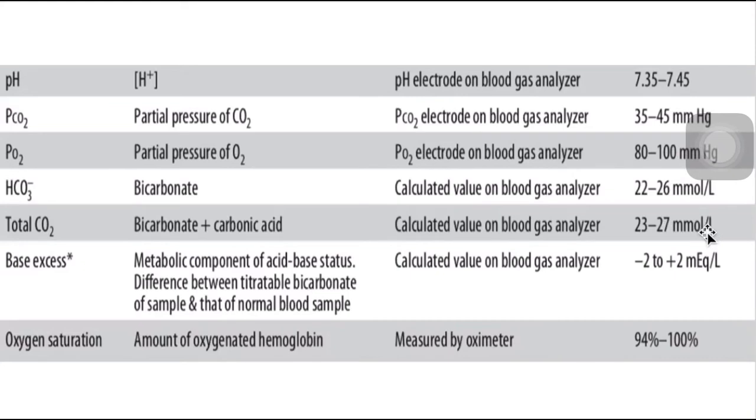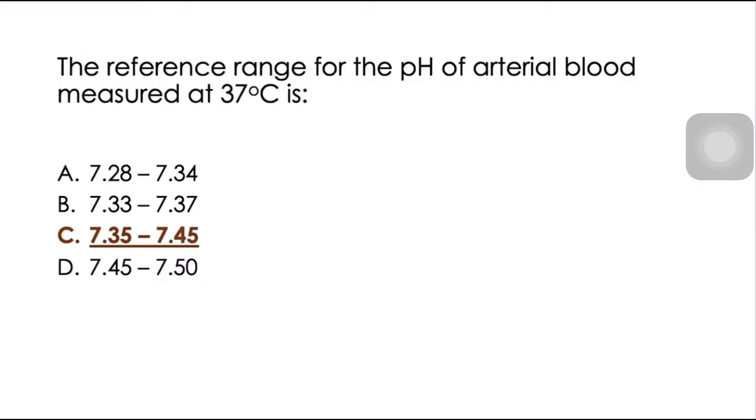Millimoles per liter. And then for PO2, we have 80 to 100 millimeter mercury. Okay? And for oxygen saturation, we have 94 to 100%. Okay? So again, those are your reference values. Let's review. Reference value for pH, 7.35 to 7.45. What about PCO2? 35 to 45. What about bicarbonate? 22 to 26, either millimoles per liter or milliequivalent per liter. So, that's it.